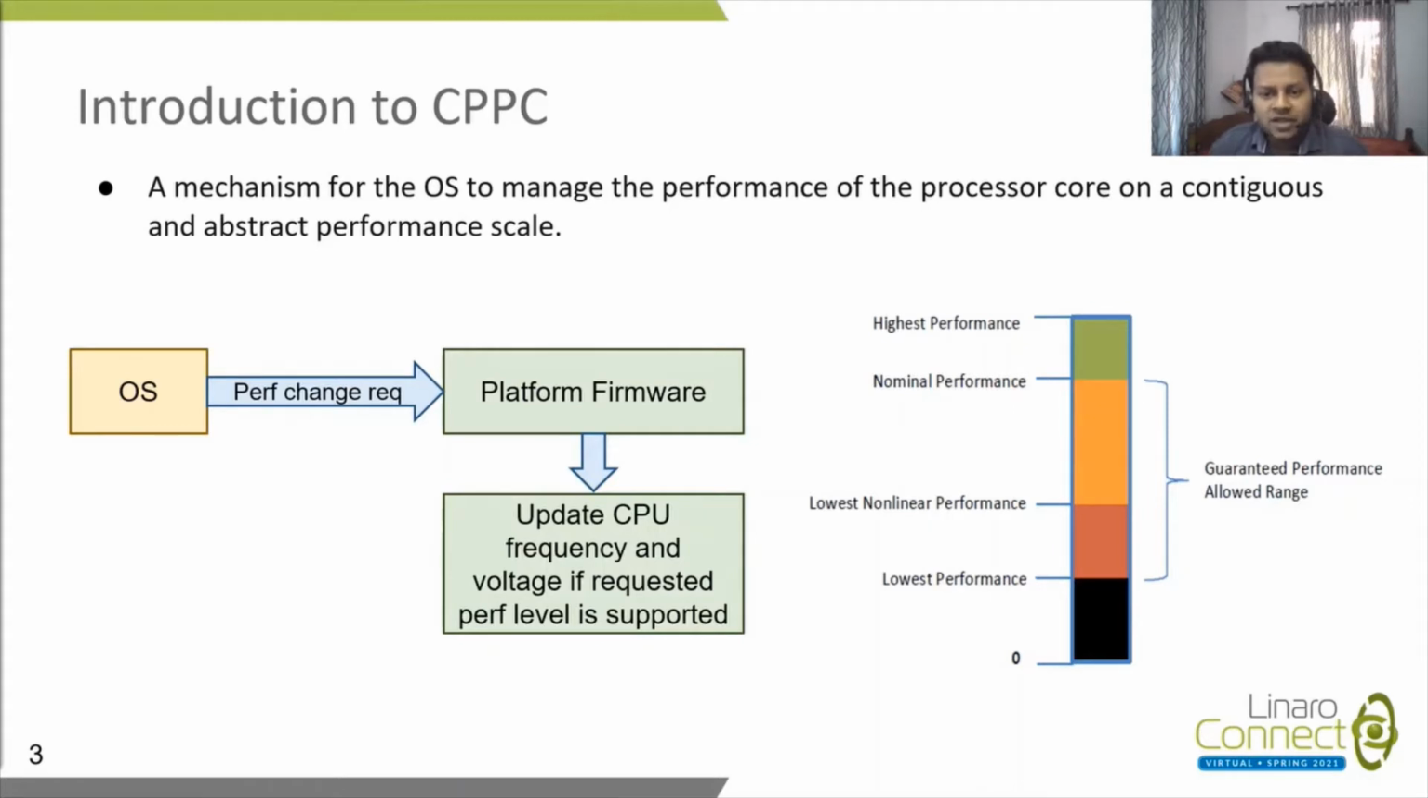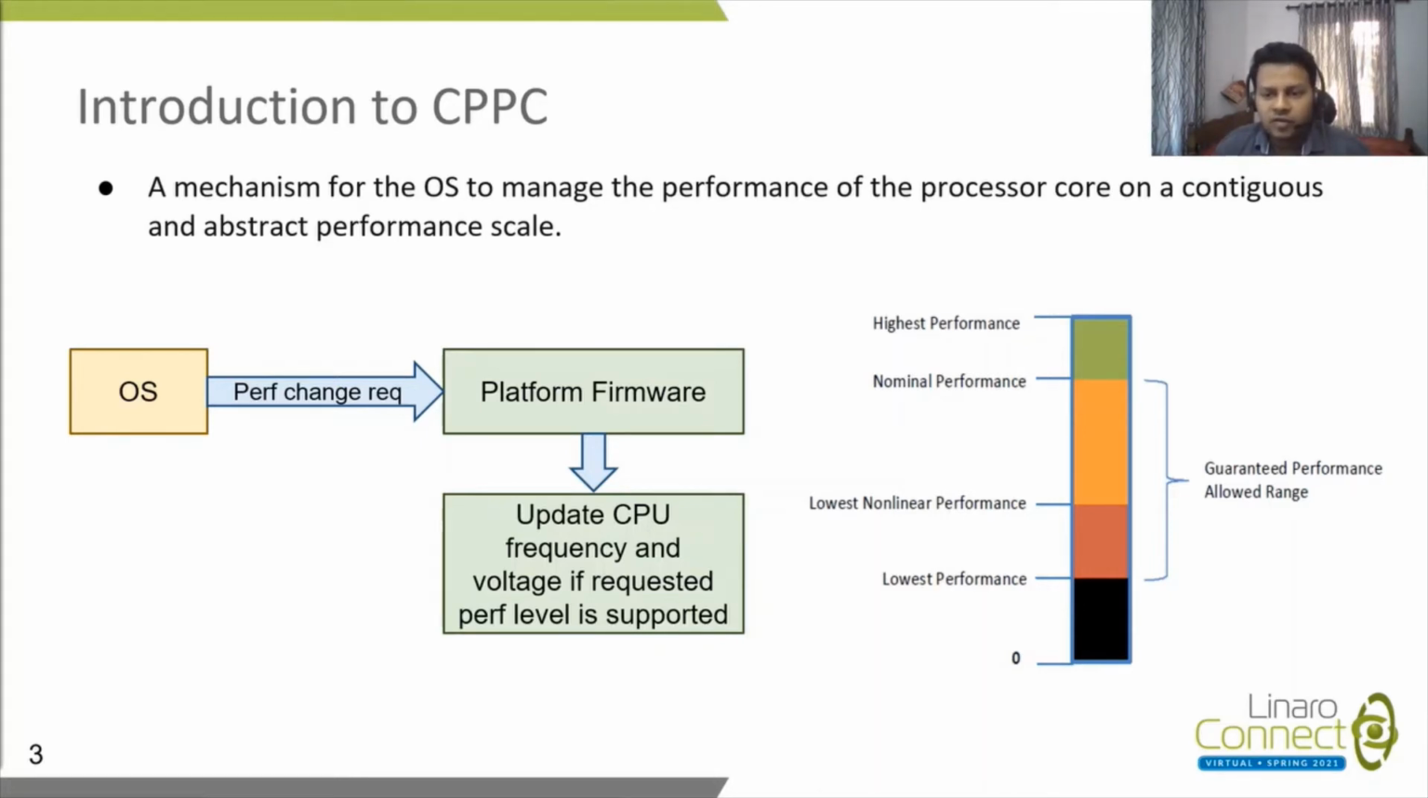The ACPI CPPC specification has put four thresholds in the CPU performance scale. Among these, the highest performance is the highest level of performance a processor can achieve, or the highest frequency and voltage, is referred to as the highest performance. The nominal performance is the highest sustained performance a processor can deliver, and it is not recommended to keep any processor above this nominal performance for longer, as it may result in thermal instabilities or trade-off in efficiency.